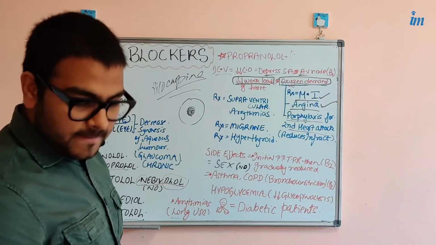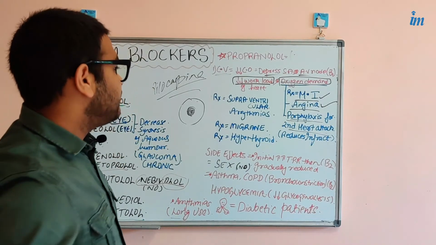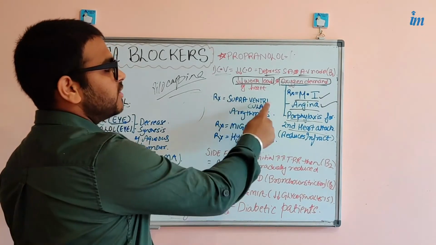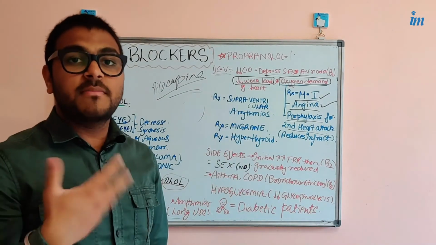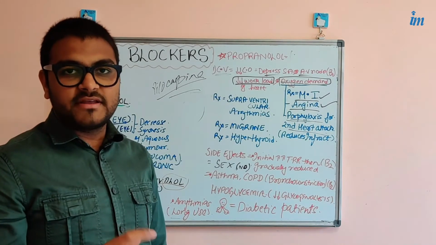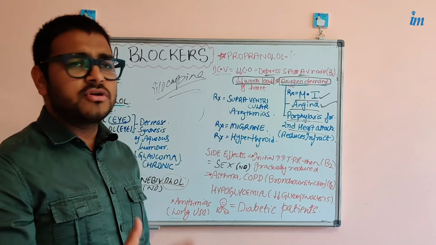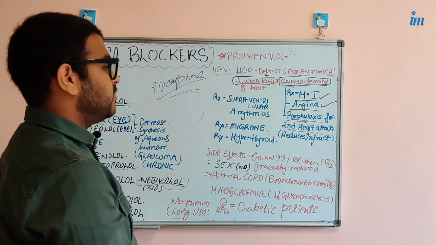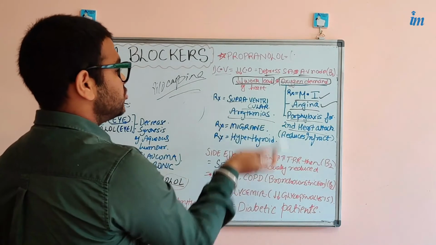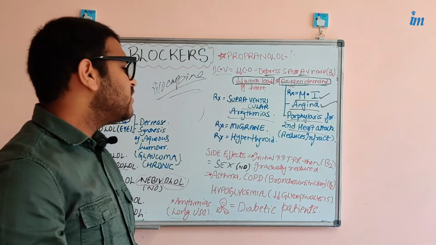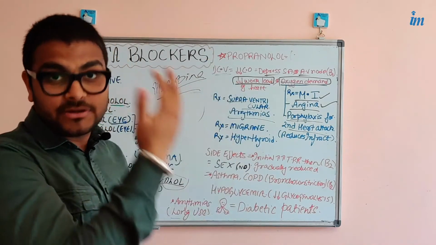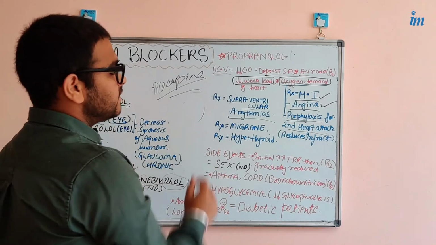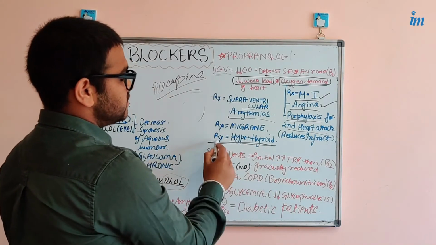Then I told you that it depresses the AV node and the SA node, so it can be used for the treatment of supraventricular arrhythmias. Supraventricular means above the ventricles. If there is abnormal electrical activity or overactivity of the AV node or SA node, you can give beta blockers and they will depress the activity. It can be used in supraventricular arrhythmias, and also for migraine because it acts centrally and has some beneficial effect in the treatment of migraine. The other importance is in hyperthyroidism.